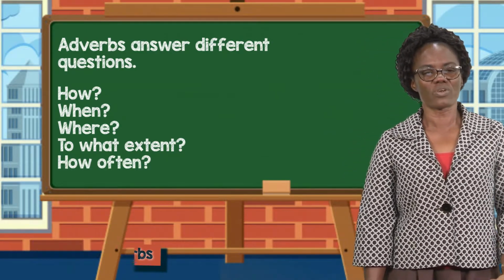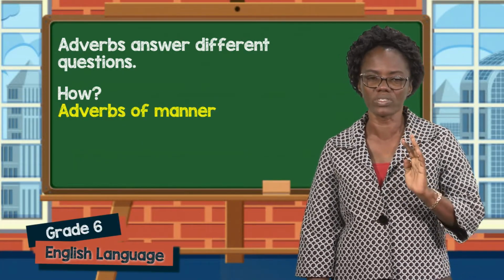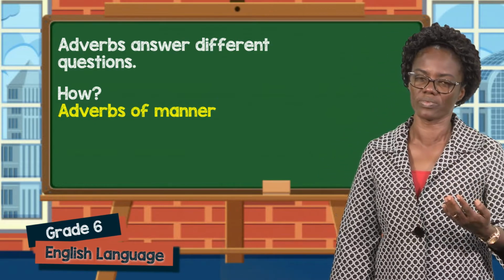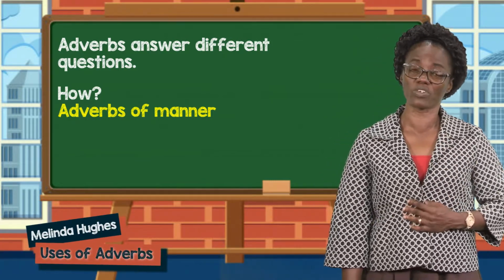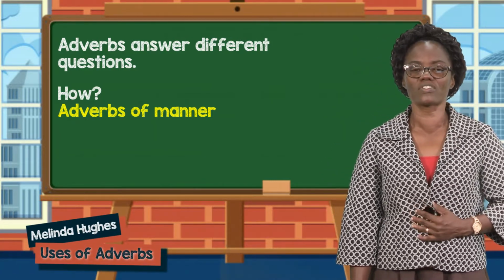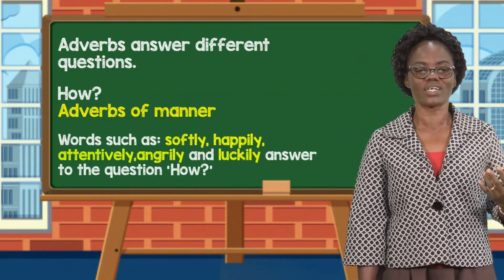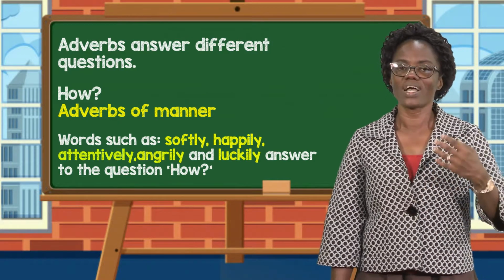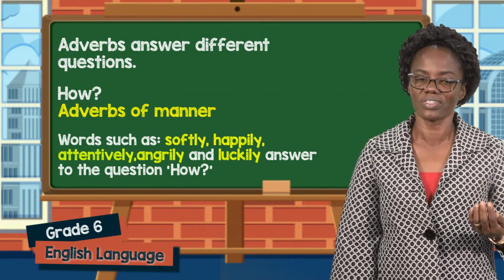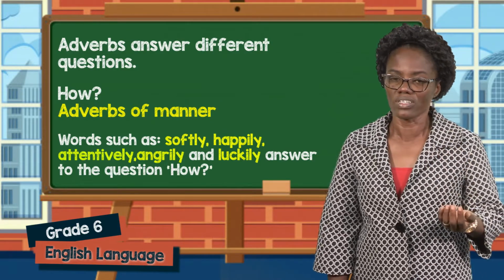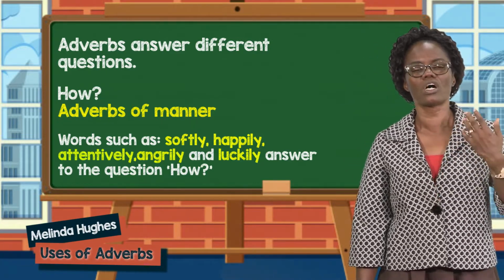Now, those adverbs that answer the question how are labeled adverbs of manner. What do adverbs of manner do? They answer the question how. So words such as softly, happily, attentively, angrily, luckily are just a few of those that answer the question how.